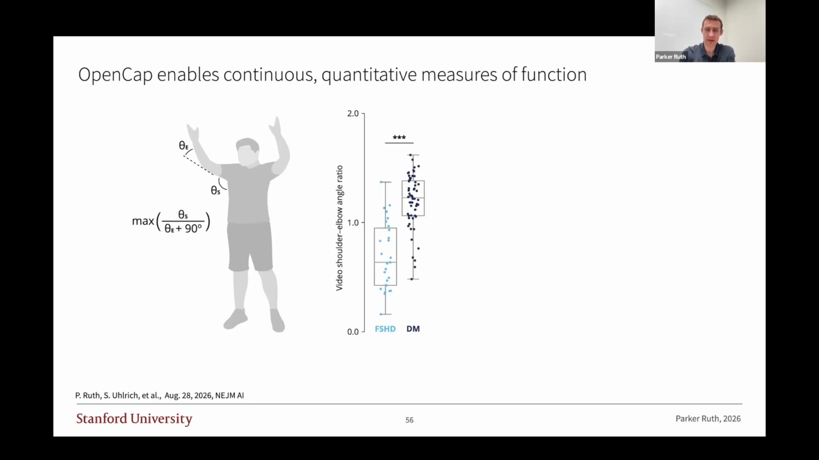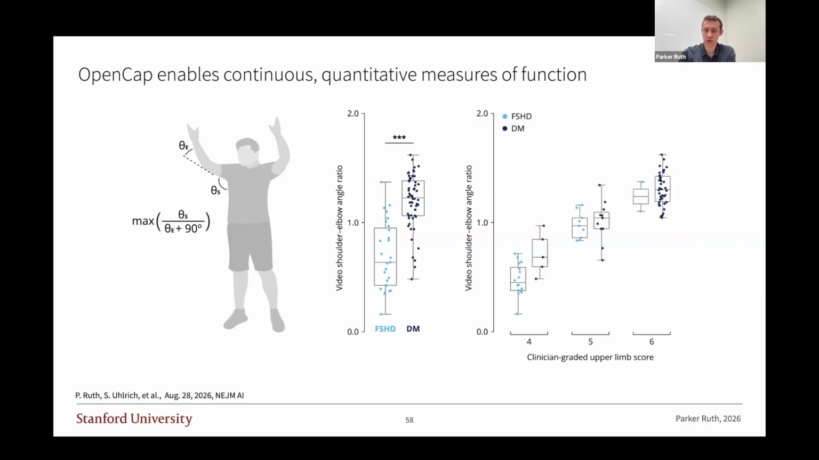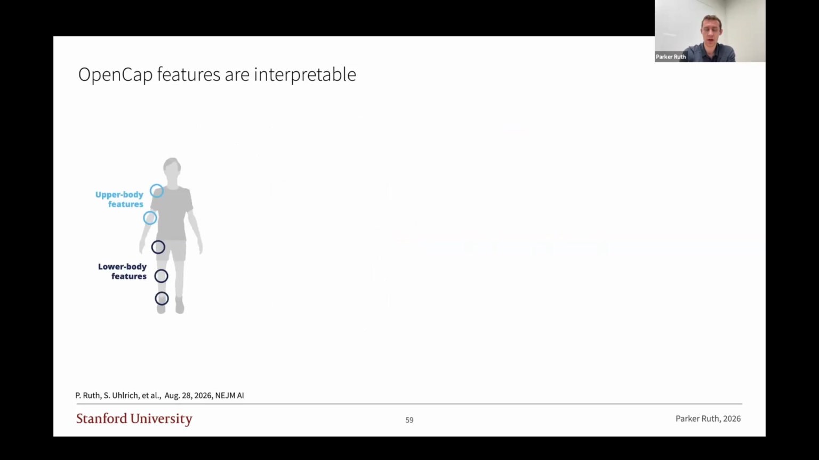And now between FSHD and DM, we see differences. This isn't totally surprising because we know FSHD tends to affect the upper body more severely than DM does. Additionally, we can also compare our video extracted angle to those clinician-graded upper limb scores. And we see there's general agreement. People who scored higher on the clinical scale also scored higher on our continuous score. And we're also able to detect these differences within a score bucket. We can see the variability in function in those groups. So the hope is that a tool like this might help us to create more continuous and ultimately more sensitive measures of upper body function.